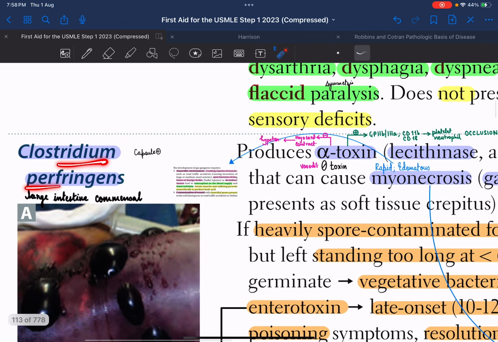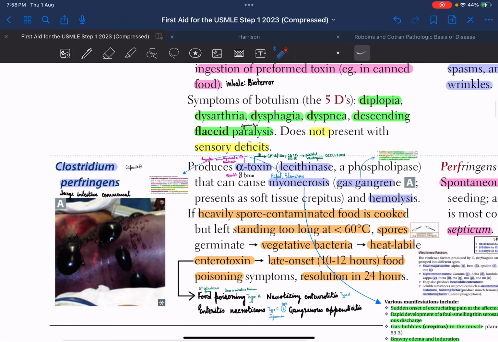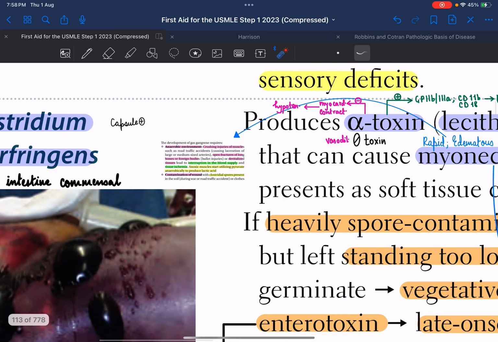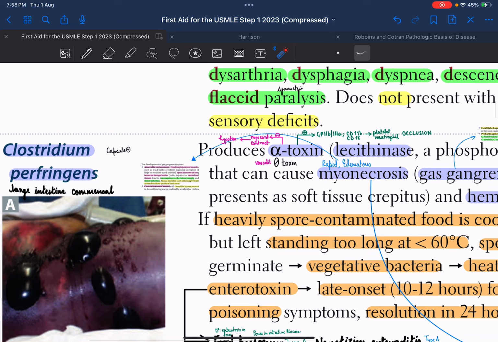Next thing is Clostridium perfringens basically has a capsule, unlike its other Clostridia counterparts, and it is a large intestine commensal. First of all, one thing to be noted over here is that it causes gas gangrene, which is known as rapid edematous myonecrosis.